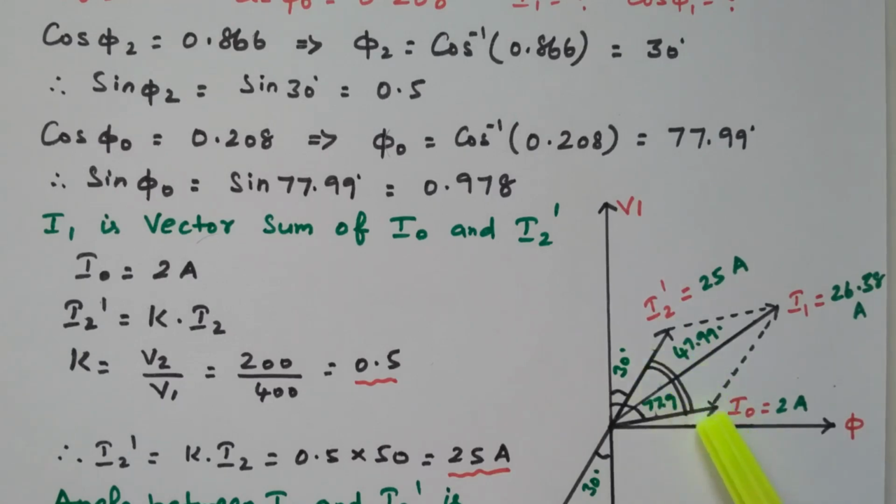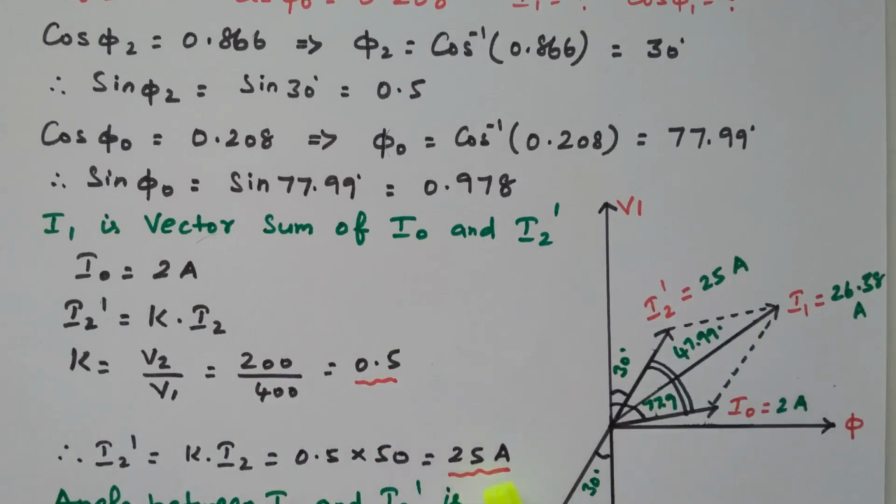So the angle between this I2 dash and I0 is the difference between these two angles. By using that, and by using the parallelogram of vectors, we can find the I1 value. Now I0 is 2 ampere; I2 dash we need to find, it is K into I2. So K equal to V2 by V1, that is 200 by 400, 0.5. Transformation ratio is 0.5.